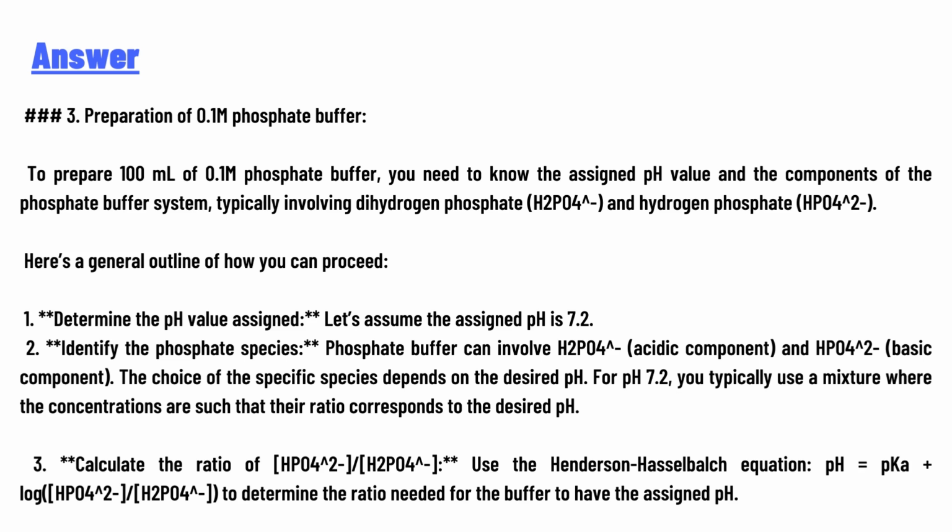Second, identify phosphate species. Phosphate buffer can involve H2PO4⁻ and HPO4²⁻. The choice of the specific species depends on the desired pH. For pH 7.2, you typically use a mixture where the concentrations are such that their ratio corresponds to the desired pH. Third, calculate the ratio. Use the Henderson-Hasselbalch equation to determine the ratio needed for the buffer to have the assigned pH.